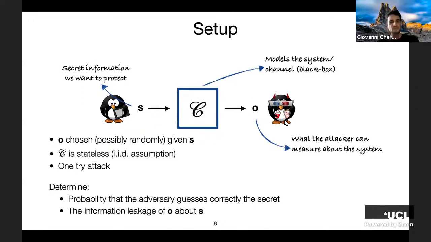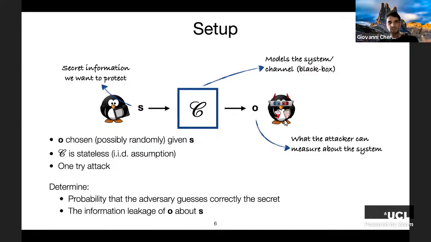I'll give you some examples of attacks that can be modeled in this way. In the example of the computer program, the secret input was, of course, the input to the program, and the output was whatever the function was returning. Now, there is just one assumption that we have to make about our channel, and that is that the channel shouldn't change over time. Formally, the channel should be stateless. In practice, this means that if we are analyzing a computer program or a machine learning model, its behavior shouldn't change over time.